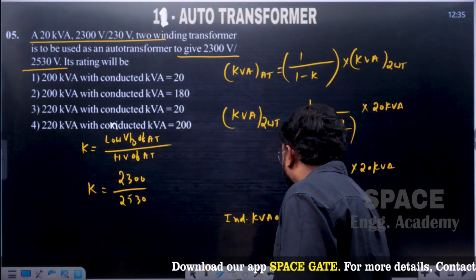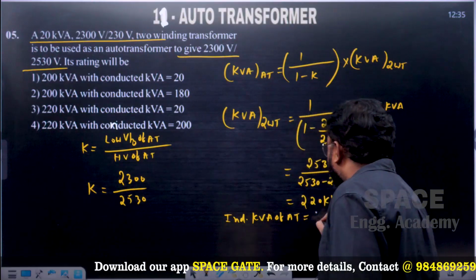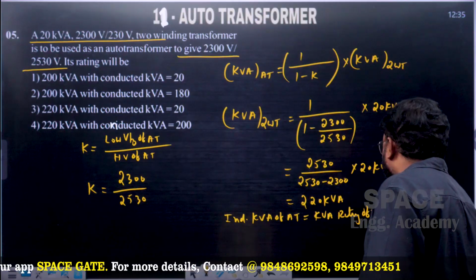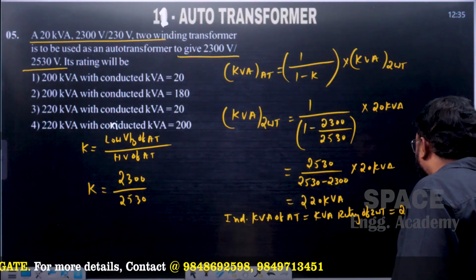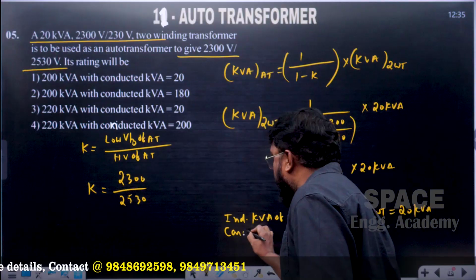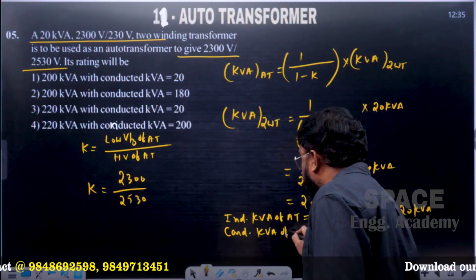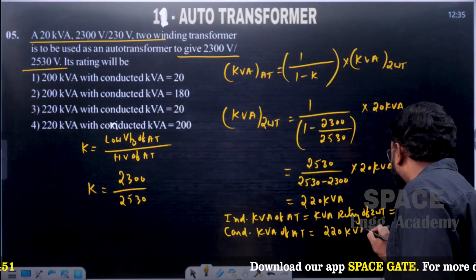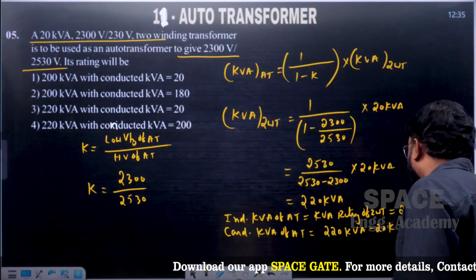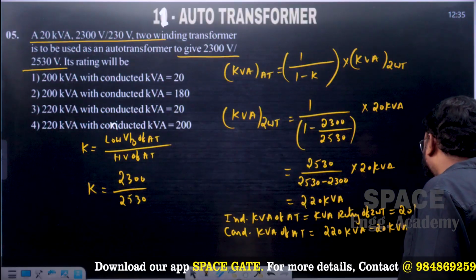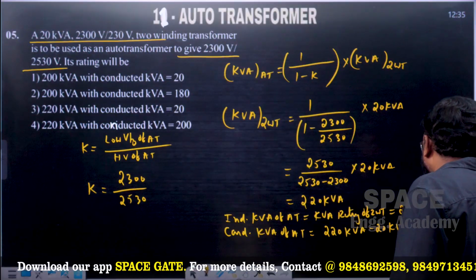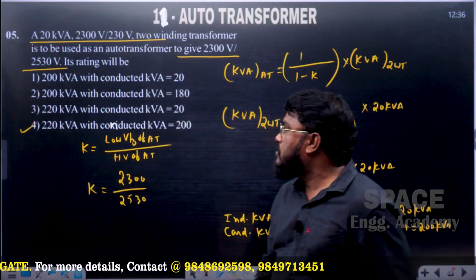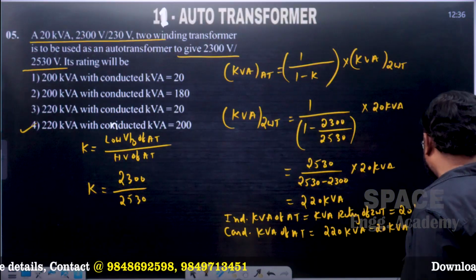The induction kVA of the auto transformer is always equal to the kVA rating of the two winding transformer, which is 20 kVA. And if you want to find the conduction kVA of the auto transformer, it is 220 kVA minus 20 kVA, so you will get 200 kVA. So this is the answer for this question: 220 kVA, with conduction kVA equal to 200. This is the type of question.